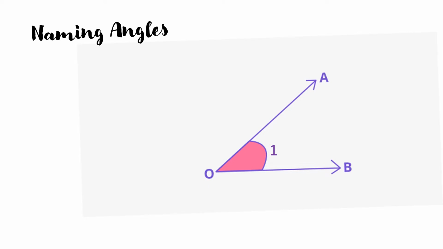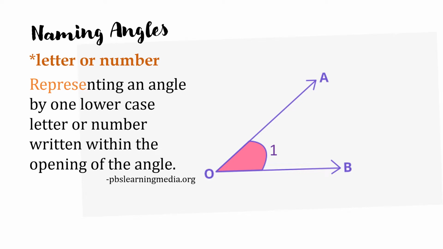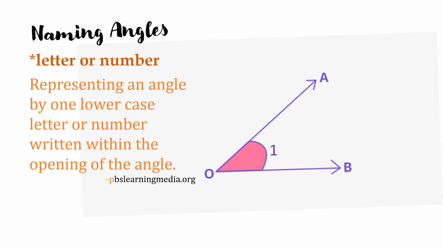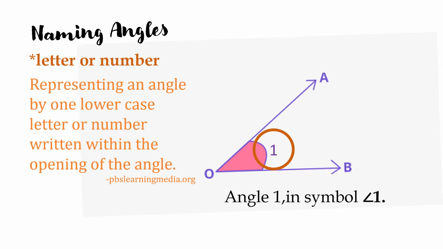And third is using a letter or number. We can represent an angle by using a lowercase letter or number written within the opening of the angle. In this example, we use number 1. Thus, we name the angle 1.